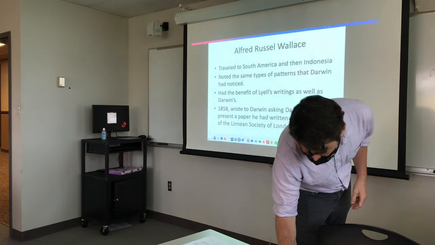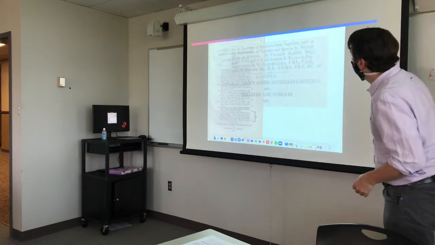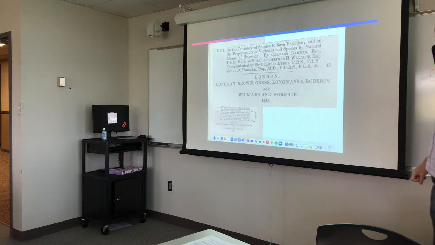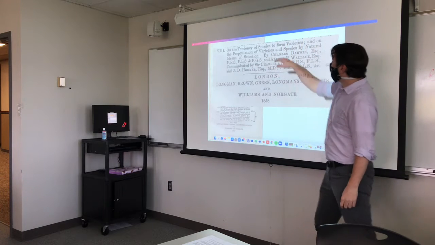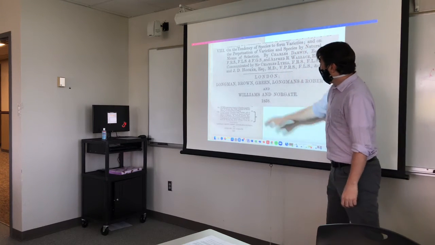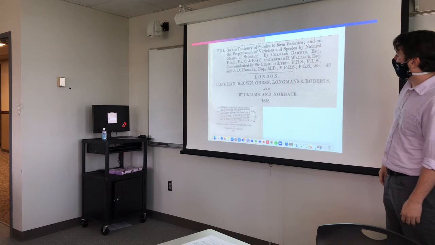And this is their paper. On the tendency of species to form varieties, and on the perpetuation of varieties and species by means of natural selection. And it was presented in 1858 on behalf of Darwin and Wallace by Lyell and Hooker.